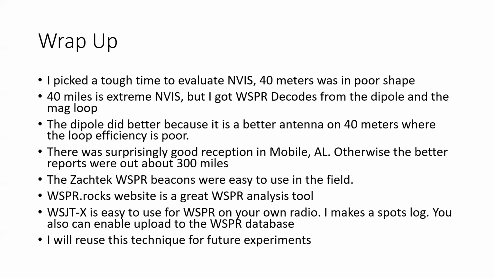Basically, I picked a rough time to evaluate NVIS. 40 meters was in poor shape, but I did get numbers. The idea was, will this technique work? So it will. It does. And I think 40 miles is extreme NVIS, but I did get whisper decodes from both the dipole and the mag loop. And as I mentioned before, the dipole is really a better 40 meter antenna because the loop efficiency for the size loop and its characteristics is not very good.